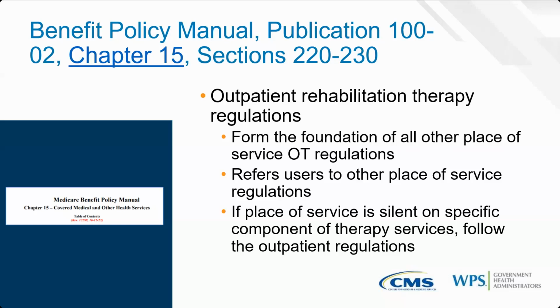And then those regulations also refer you to additional places of service, such as inpatient places of service, where you can find more specific regulations should that different place of service have them. So remember, if the place of service regulations are silent on a specific coverage criteria for therapy services, then you follow the regulations that are outlined in the outpatient therapy services, which is publication 100-02, the Benefit Policy Manual, Chapter 15, Sections 220 to 230.